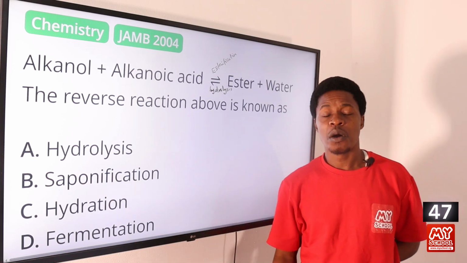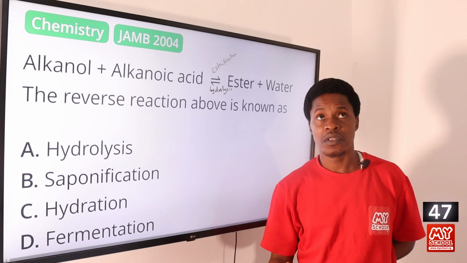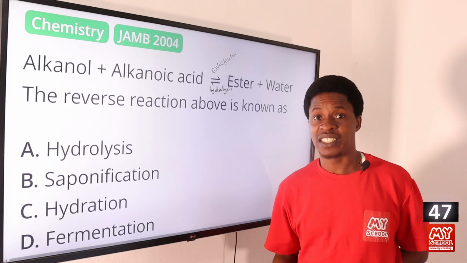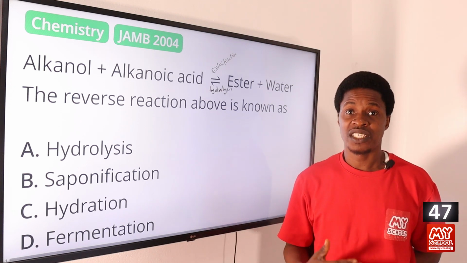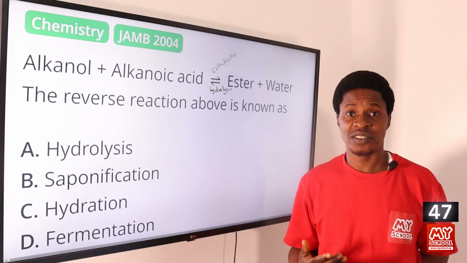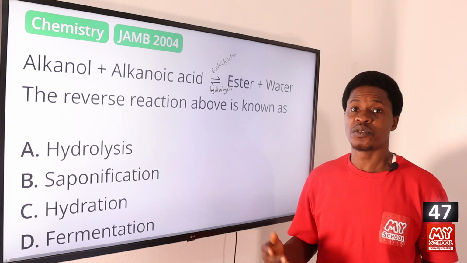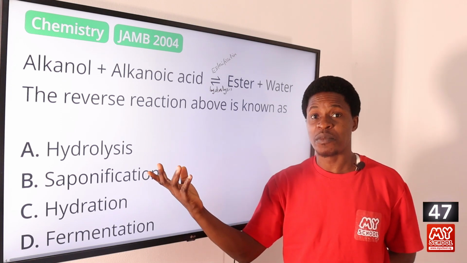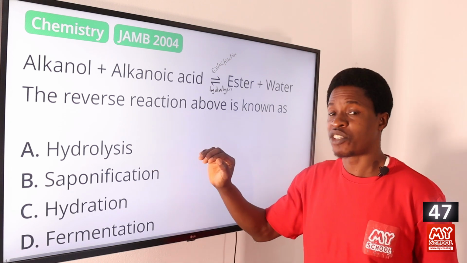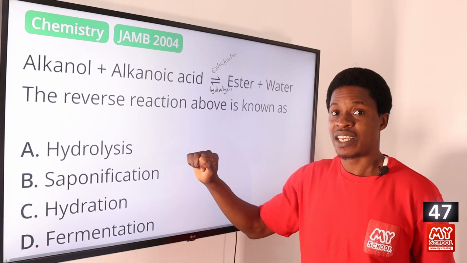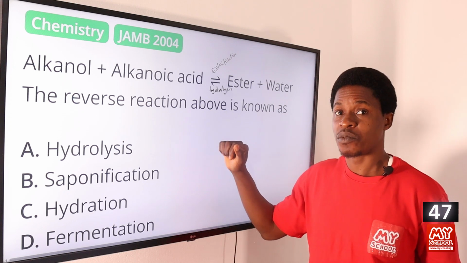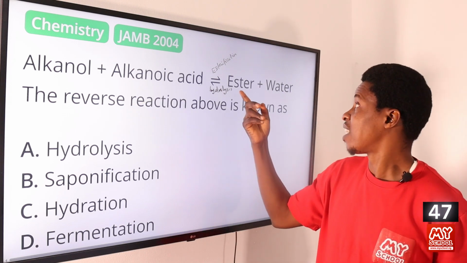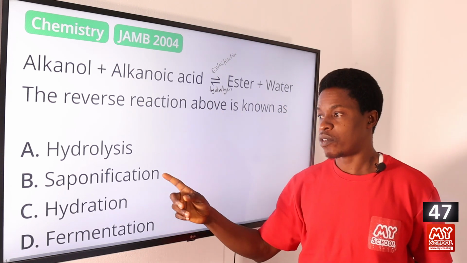Saponification is the process of making soap. We talk about alkali with fats and oil, or with fatty acids, to produce soap. It could be sodium hydroxide, which is caustic soda, reacting with fatty acids to produce soap and maybe glycerol. That is saponification. So it's a reaction between fats and oil reacting with caustic soda, an alkali. That's not what we have here. This is ester and water. So option B is wrong.